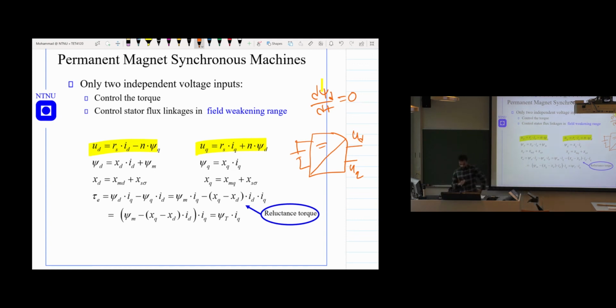So what variables do we want to control? One is the D-axis current, and the other one is the Q-axis current. We also see that the torque of the machine depends on these two currents, as we discussed in the previous slide. So we can control this D-axis and Q-axis current based on these two input voltages.